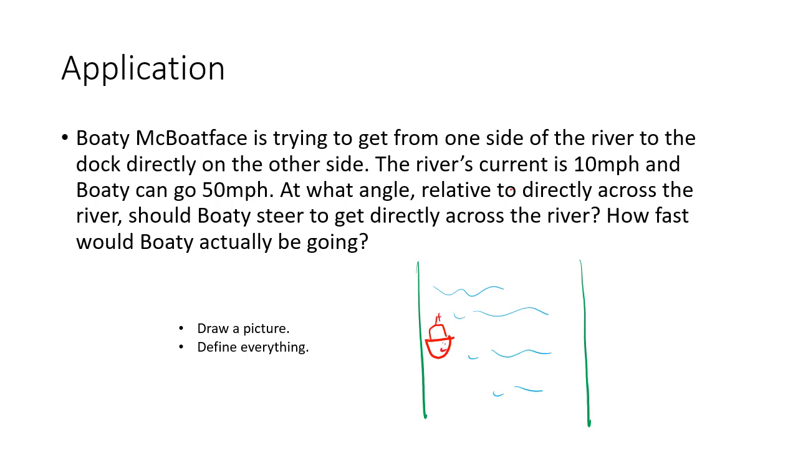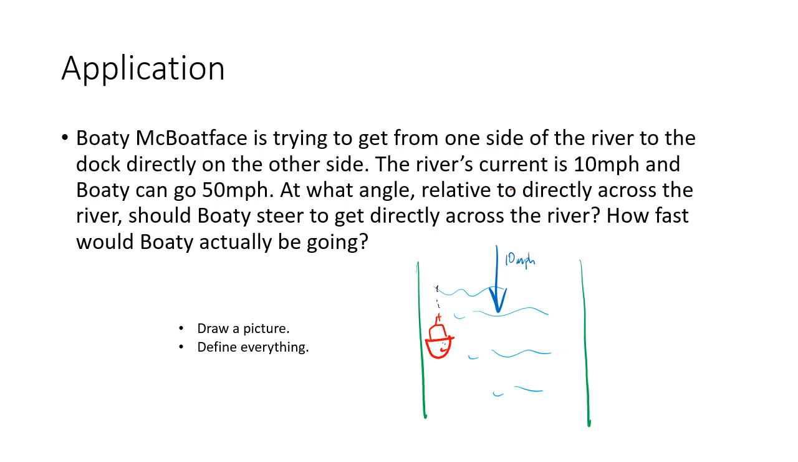He's got a steam or diesel powered boat or something, and he's trying to go to the other side of the river. Okay, the river's current is 10 miles per hour. So let's say the river's current is going this way at 10 miles per hour. At what angle relative to directly across the river should Bodie steer to get directly across the river?